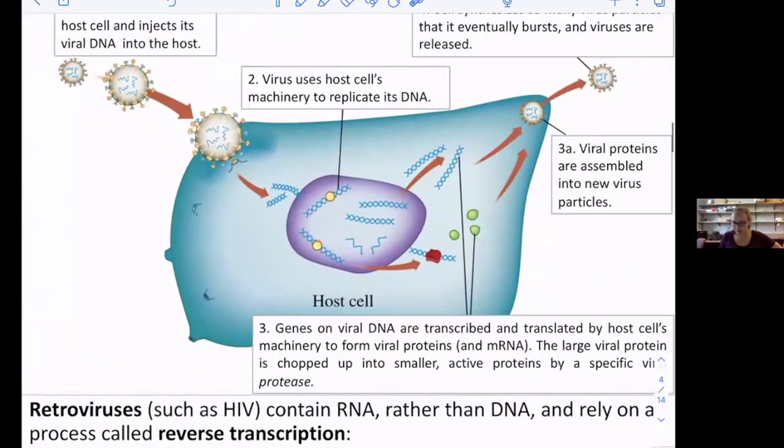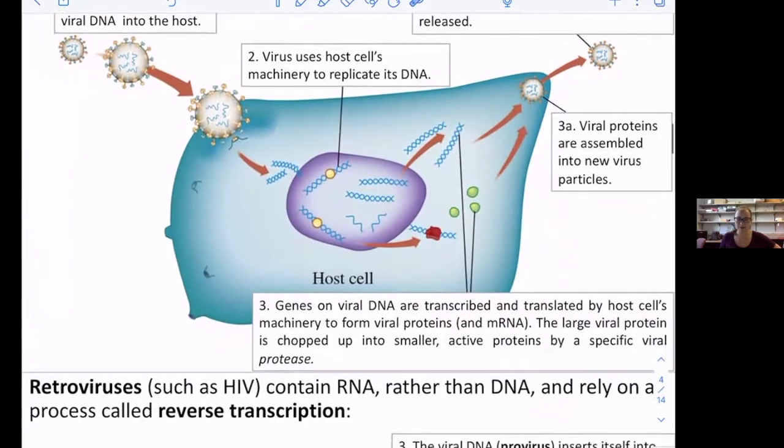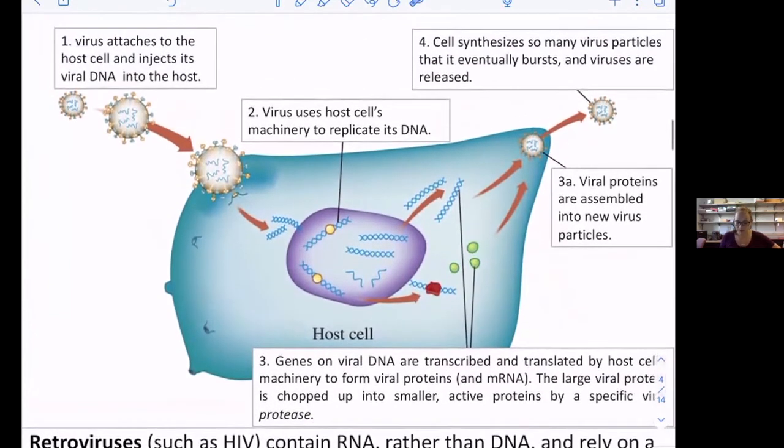Then genes on viral DNA are transcribed and translated by the host cell's machinery to form viral proteins and mRNA. The large viral protein is chopped up into smaller active proteins by a specific viral protease. So the specific viral protease is an enzyme that the DNA codes for. It's made through all of our same protein synthesis steps that we've seen before. And that viral protein is chopped up into smaller active proteins.